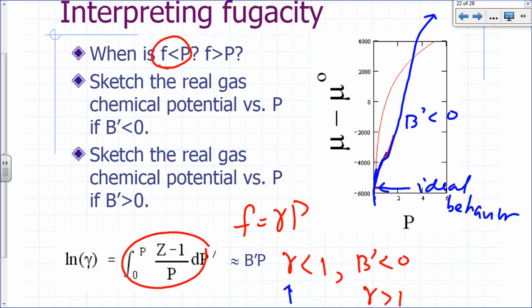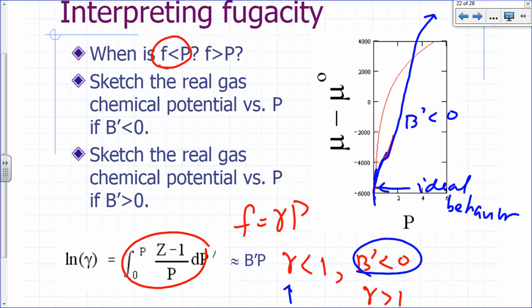Then you can relate fugacity to intermolecular forces. Gamma less than 1 means what? B prime is less than 0. Negative B prime means strong attractive forces predominate, initially at intermediate pressures.